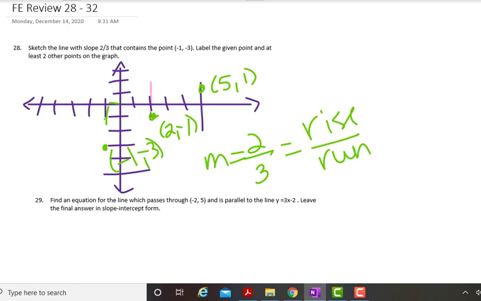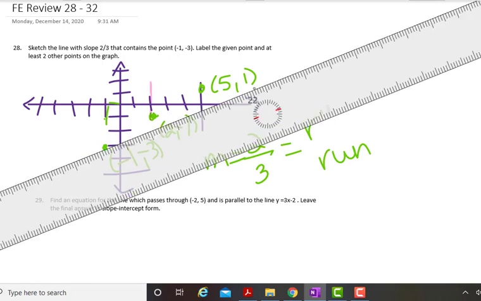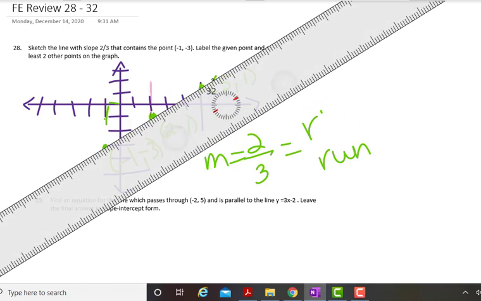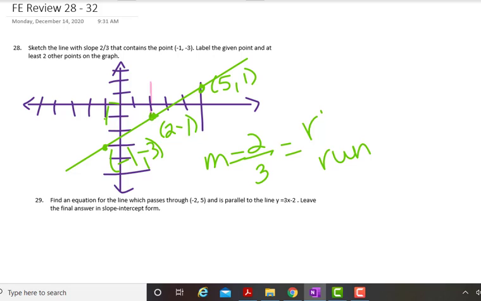Now to finish this, because we're supposed to graph the line, I'm going to grab my ruler. And notice how the 3 points match up very nicely. And I'll draw in my line. And that would be the line given the slope 2/3, and it contains the point -1, -3.